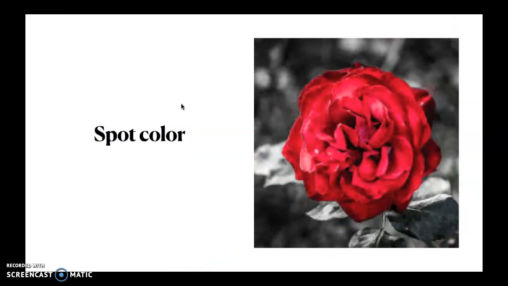And then next we have spot color, or a solid color, which is any color generated by an ink, pure or mixed, that is printed using a single run, whereas a process color is produced by printing a series of dots of different colors. I chose this photo because they used a black and white photo, and then they chose to make just the petals of the rose pop out in red. So that's the example of spot color.